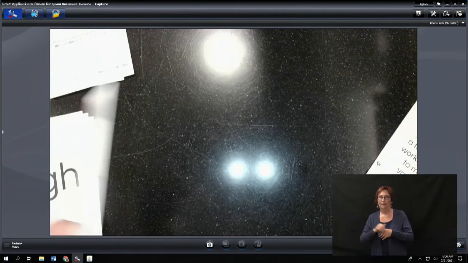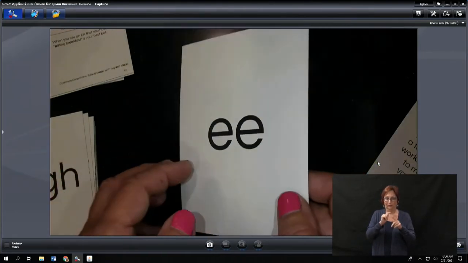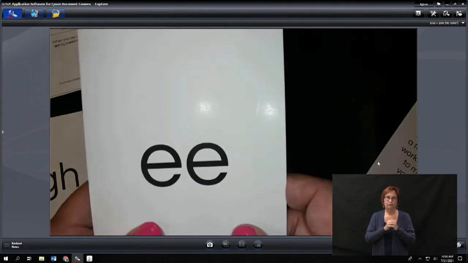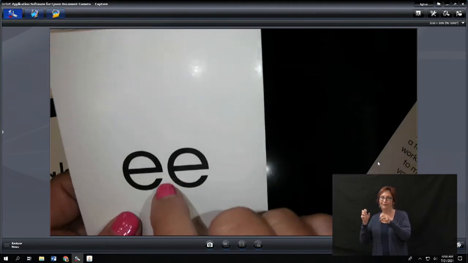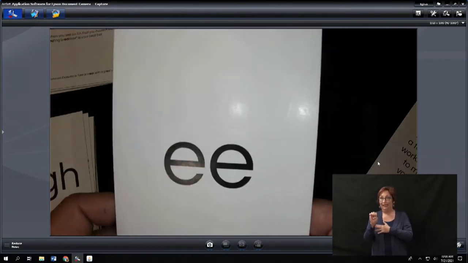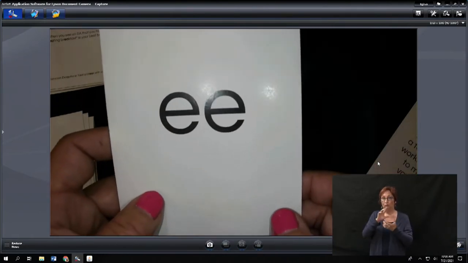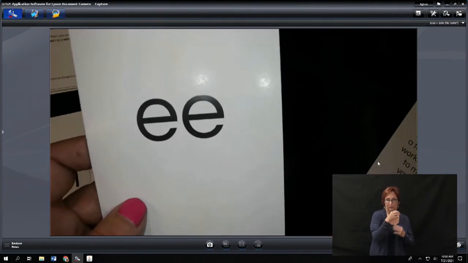EE is also a very early vowel team that you would teach kids. It's very consistent. It's more common than a magic E with an E. This is more common. I say E likes to be together. So if they're confused a little bit about which one to use, I always say pick EE. It's more common than E, consonant E.